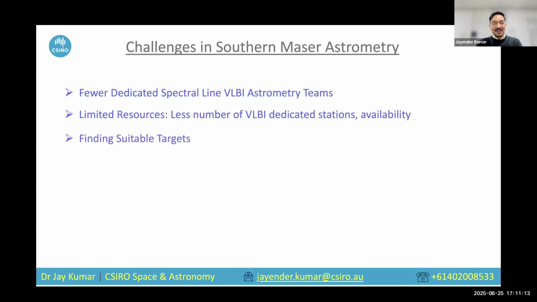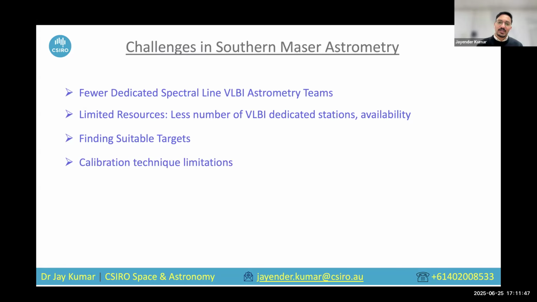Cool. Finding suitable targets: finding perfect targets, as well as calibrators for the target, is always a challenge we have to deal with when looking for particular sources or going to particular regions in the Milky Way. Calibration techniques are also a limitation, such as how accurately you can calibrate the ionosphere and the troposphere, and it also depends on what frequency you are dealing with.